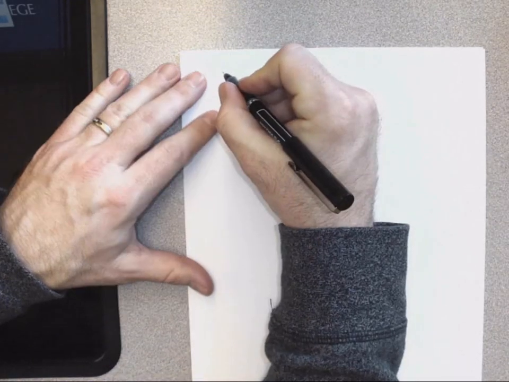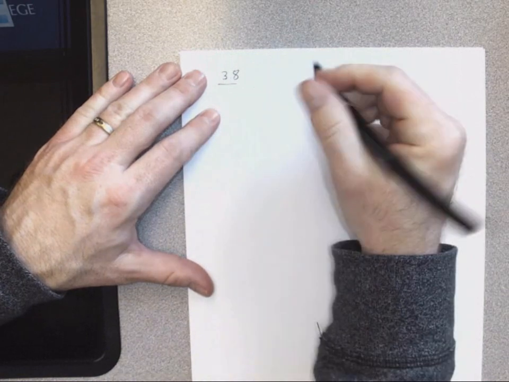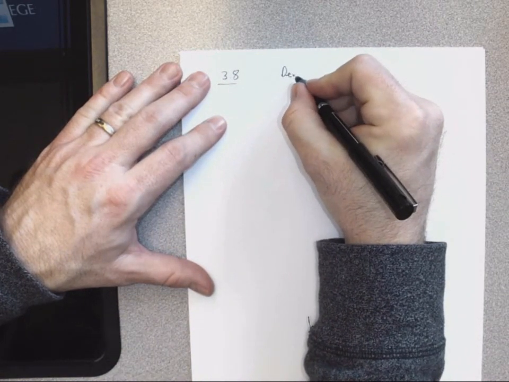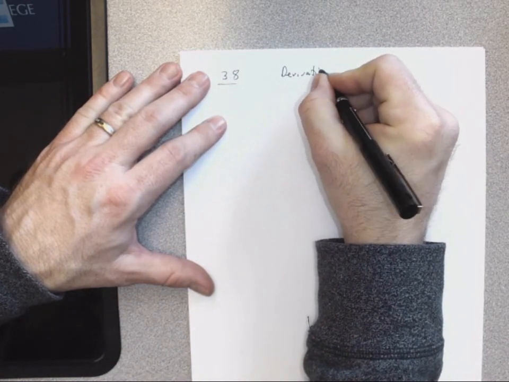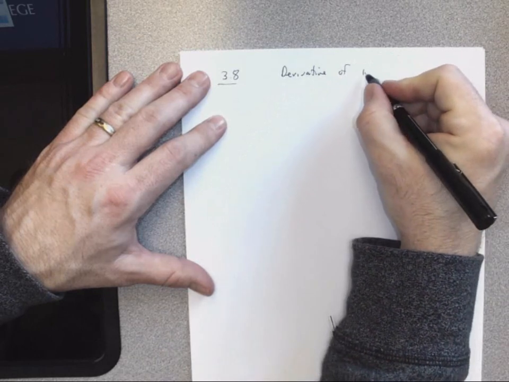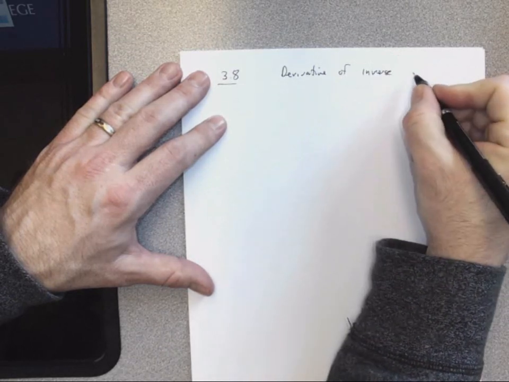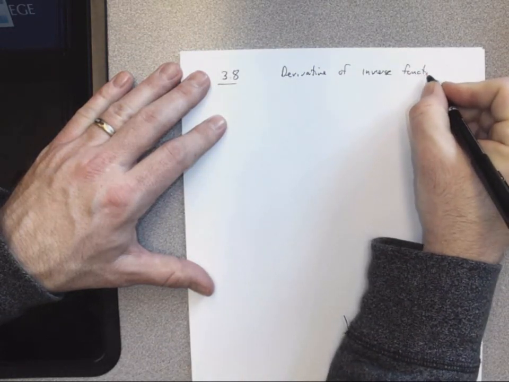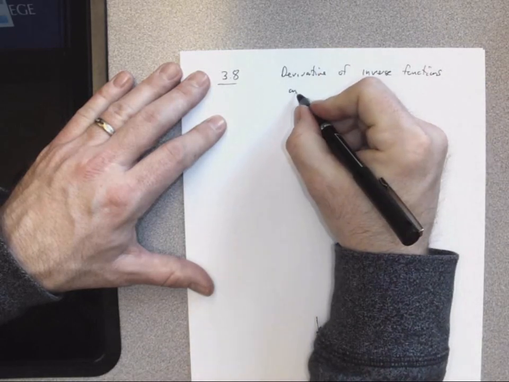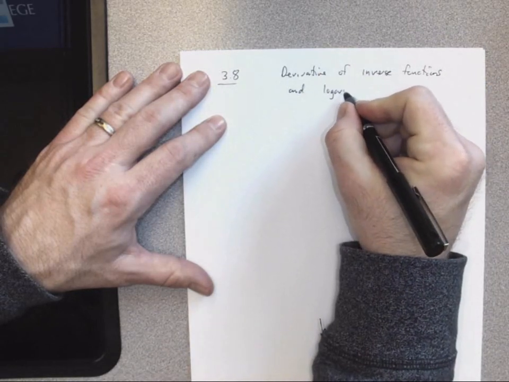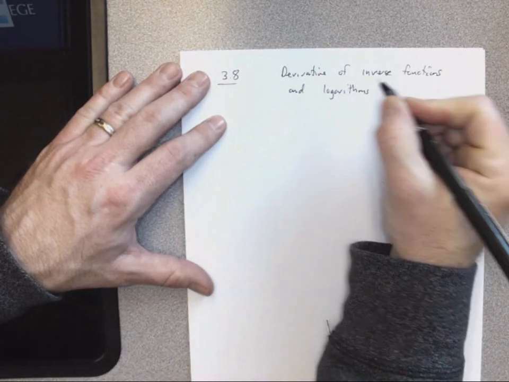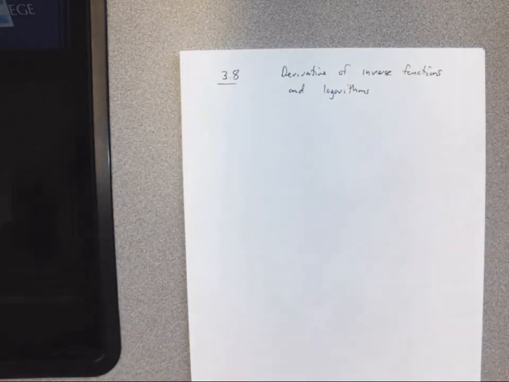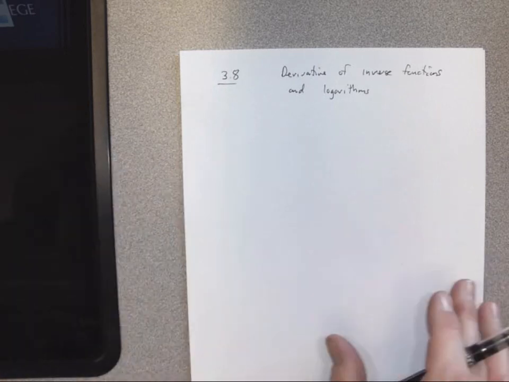All right, so section 3.8. So this is derivatives of inverse functions. And they also say in logarithms. Okay, so what we need to know is the definition for the derivative of an inverse.